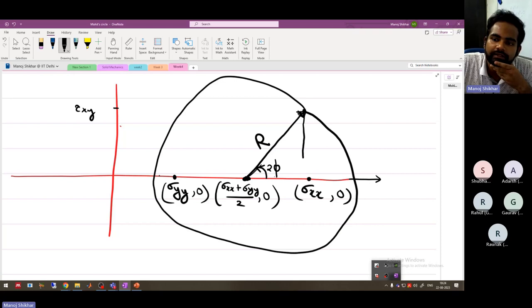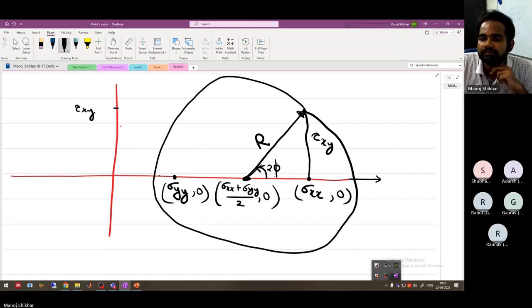Now you can also find the radius using the formula sir has given in the class. Sir has given one formula in the class, but if you don't remember that, just remember this is tau xy. And this length you can calculate. What will it be? This will be (sigma xx minus sigma yy) by 2.